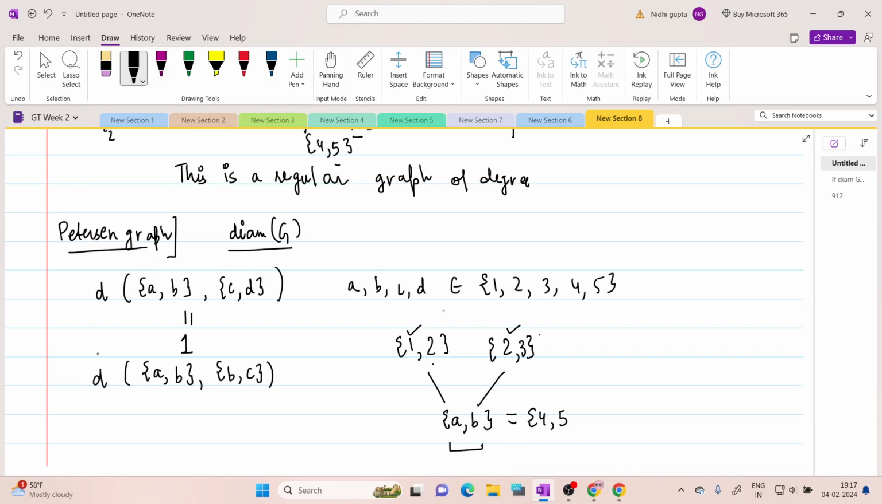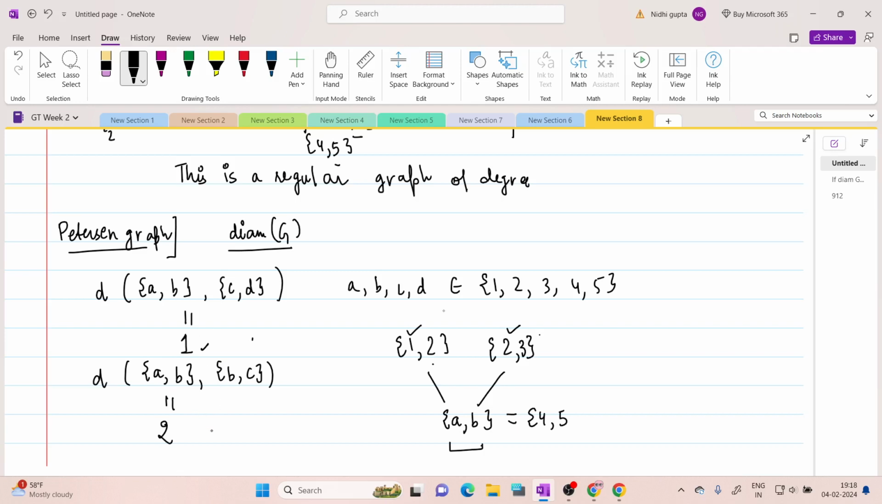So we see that if they have no element in common, then the shortest distance between them is 1. If they have one element in common, then the shortest distance between them is 2. Are there any other possibilities between the vertices? If we have two element subsets, either they have one element in common or no element in common, if they are two distinct sets. 4 5 and 5 4 are the same.